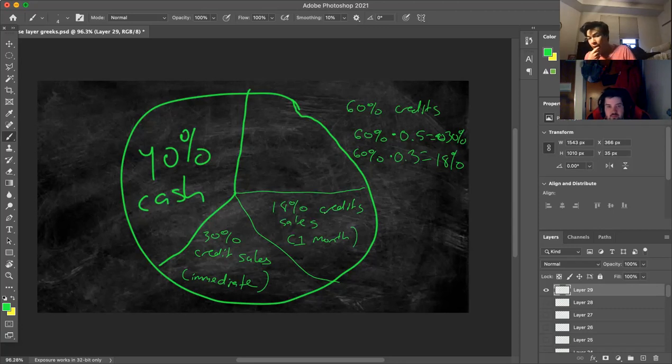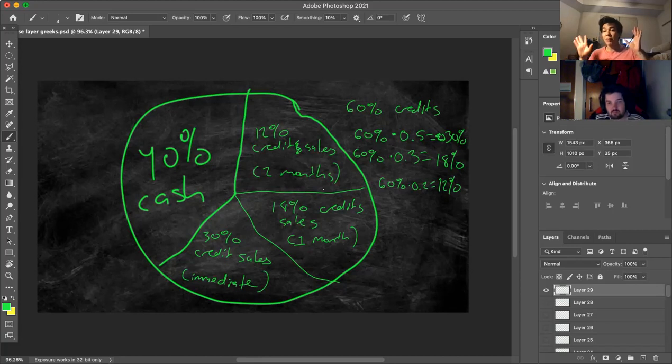And then 12% is credit sales. I'm going to do the math real quick. I see it in my head. But here we go. 12% is credit sales which take 2 months. Basically, this pie is really useful because it helps you make sure that you're using 100%. If you're below 100%, or especially above 100%, that means you made some sort of technical error and you need to look back at what you're doing and make sure you're doing it correctly.